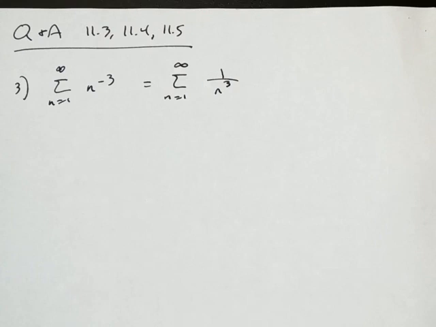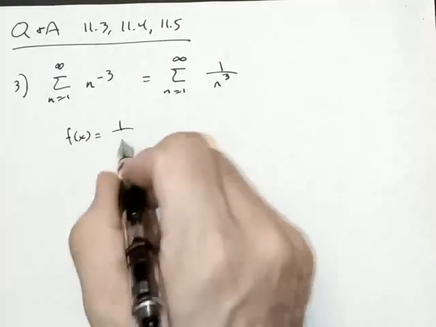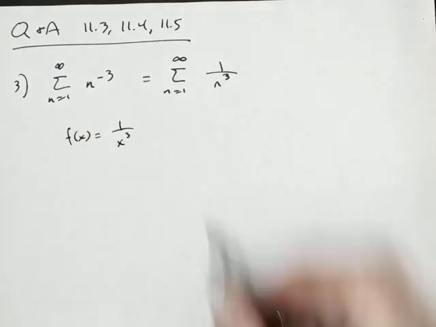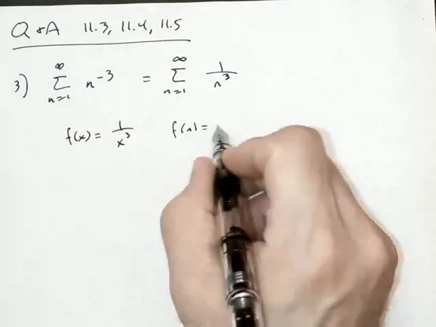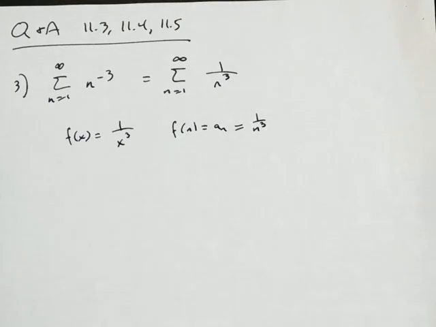I'm not allowed to just say, hey, this is a p-series, because it explicitly said use the integral test. At which point I'm allowed to say, hey, this is a p-series. So I need to look at the function 1 over x cubed that satisfies the condition that f of n is equal to a_n, which is 1 over n cubed. And now I need to know, is this function positive, continuous, and decreasing from 1 on?